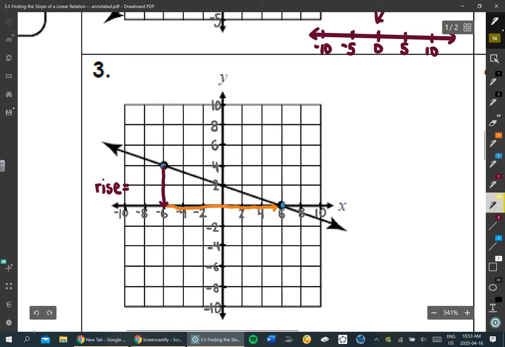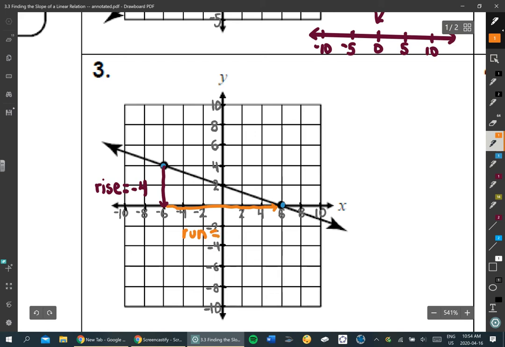The rise went from 4 down to 0. You can see that. It started at 4, went down to 0. So my rise is going to be equal to -4. Not -2, -4. And now my run, well, my run is still positive, because I'm still going from left to right.